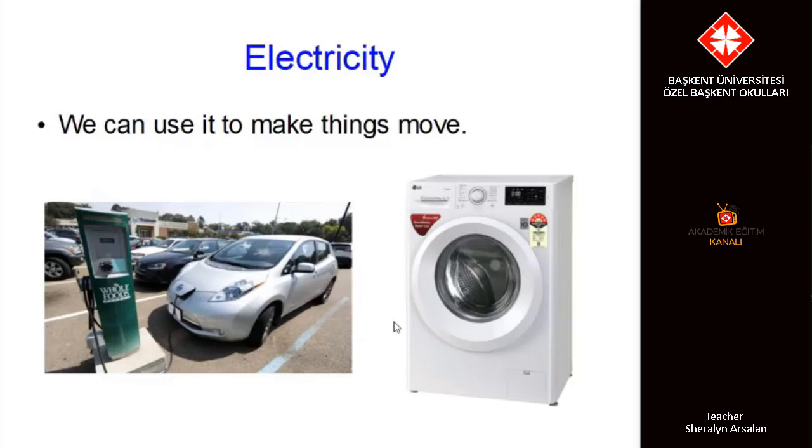We can use electricity to make things move. For example, an electric car. This uses electricity in order to move. Or a washing machine. A washing machine uses electricity in order to spin and wash our clothes.